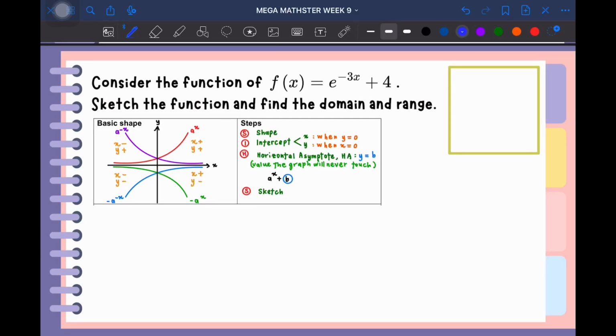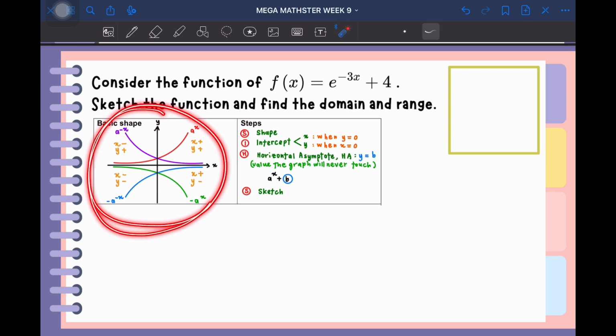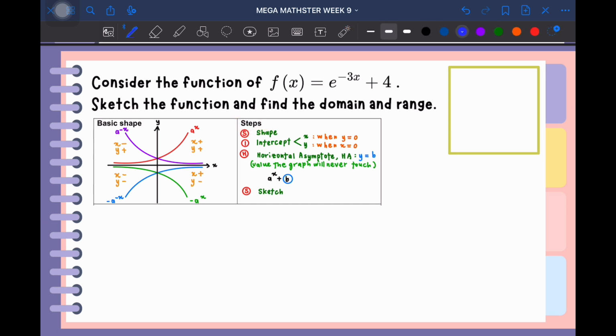So in this video, kita akan belajar how to sketch exponential function. Okay, so given that you have exponential function f(x) equal to e power of negative 3x plus 4, and then dia kata sketch the function and find the domain and also range. Okay, so saya dah listkan dekat sini the shape. So basically we have 4 basic shapes, depending on the x and also y yang kita ada, right? And then the steps over here, we have 4 steps altogether. Okay, so let's go through the steps one by one.